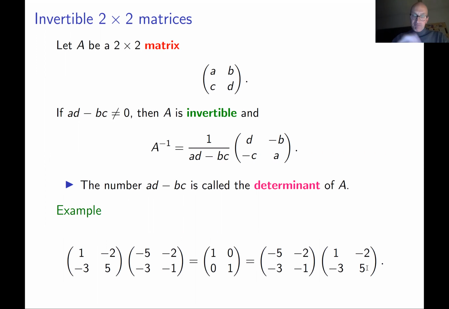Okay. This is an example. You can just take one matrix, 1, minus 2, 3, 5. You check this formula. You check its determinant. Its determinant is minus 1. And then you use this formula to find its inverse. You multiply and you check that it's indeed 1, 0, 0, 1. And then you check that if you multiply them in the other direction, you get the identity matrix again.